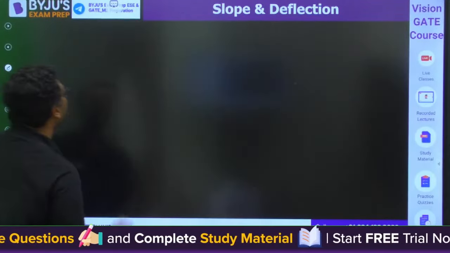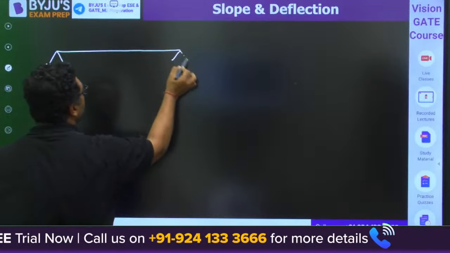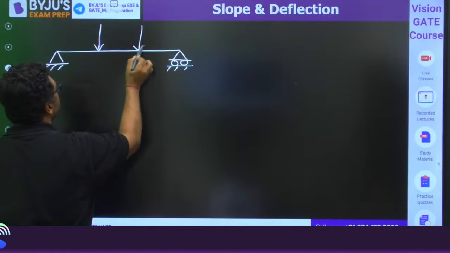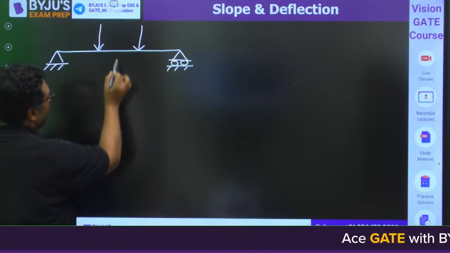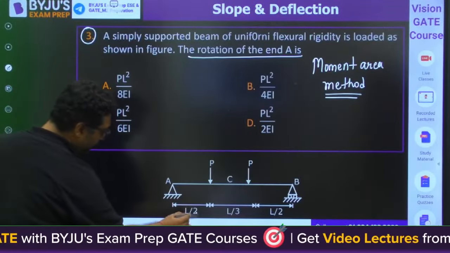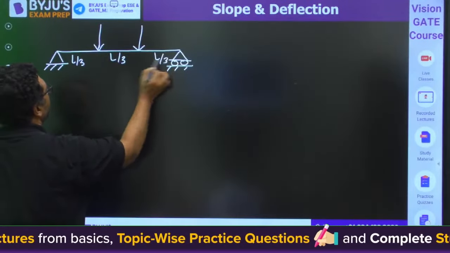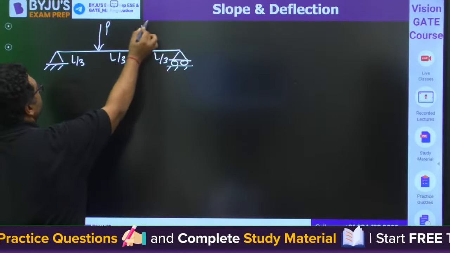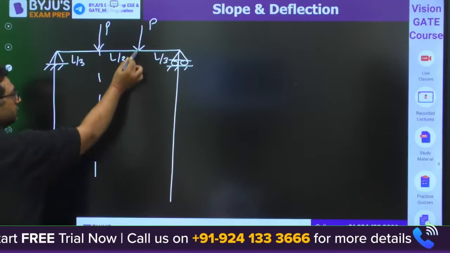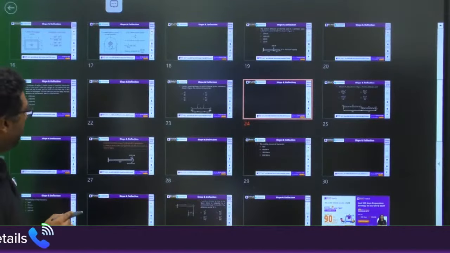So guys, for this I will help you like this. This is a simply supported beam. We are having two loads. This is L by 3. This all is L by 3, right? This is a misprint. The loads are P and P. So when you go for the bending moment diagram, it will be like this. At which slide are we?